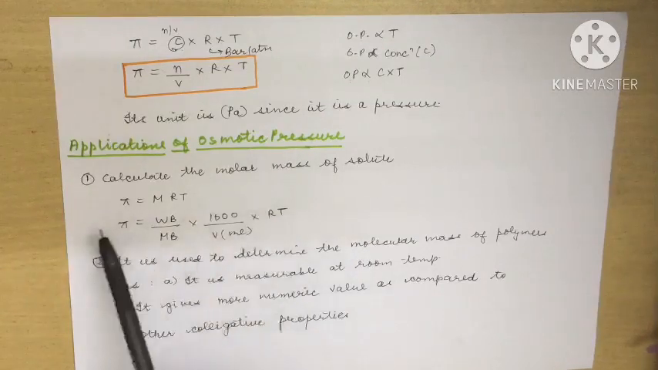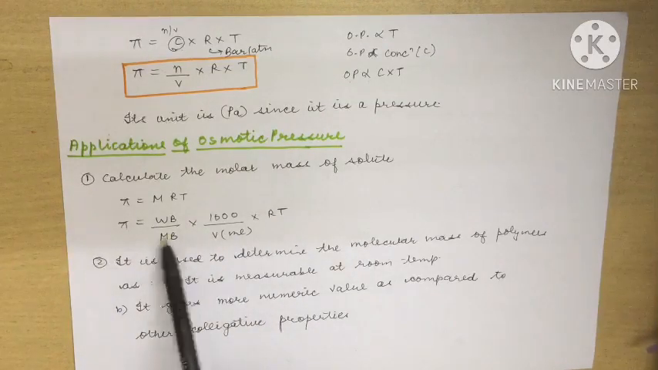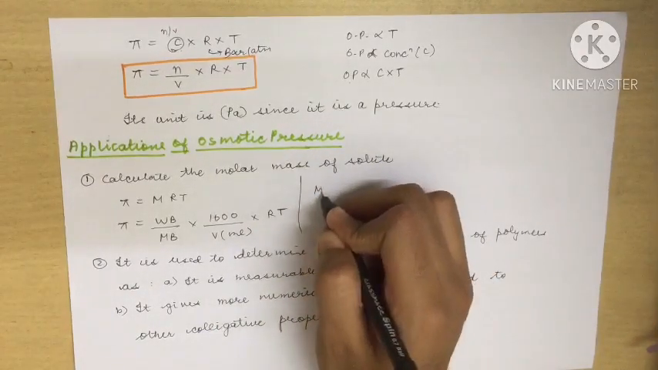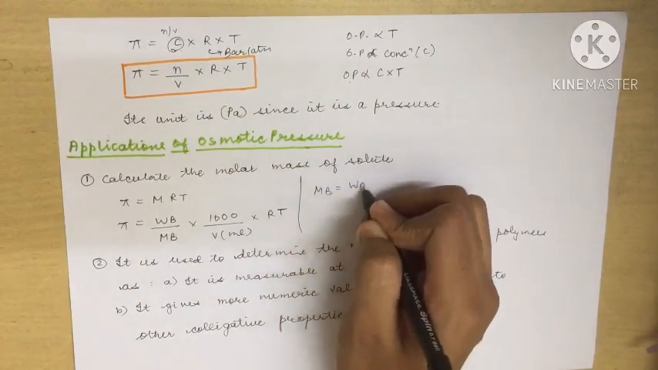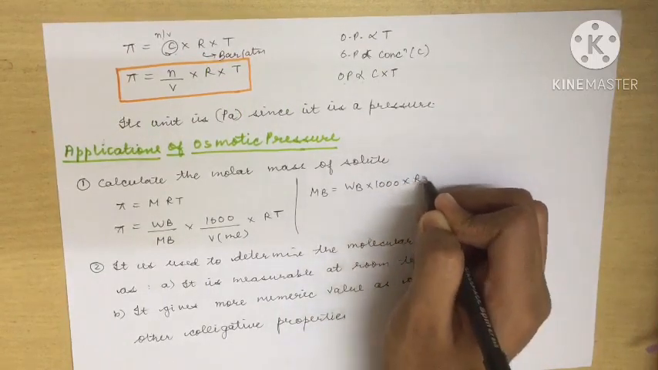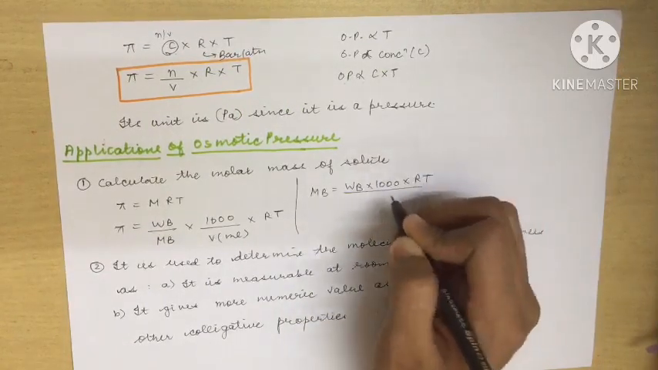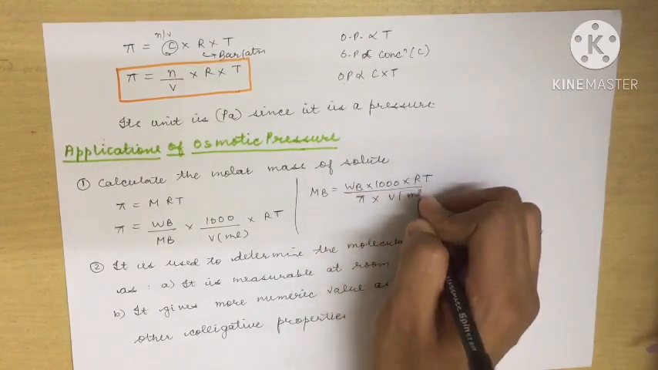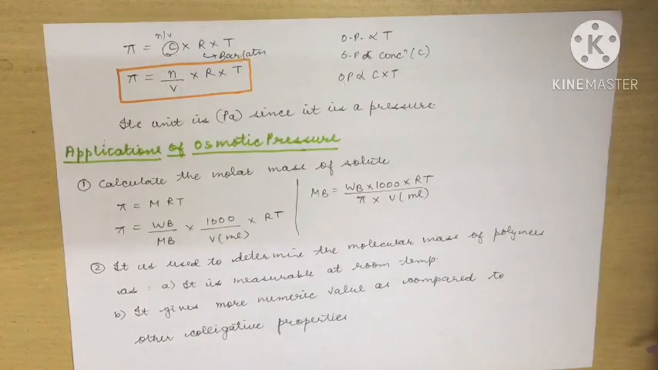Now this also you can learn: send this MB over there and bring this pi here. So we'll get MB equal to WB into 1000 in the case of milliliters, into RT upon pi into V, which was in ml. This is the first application of osmotic pressure.